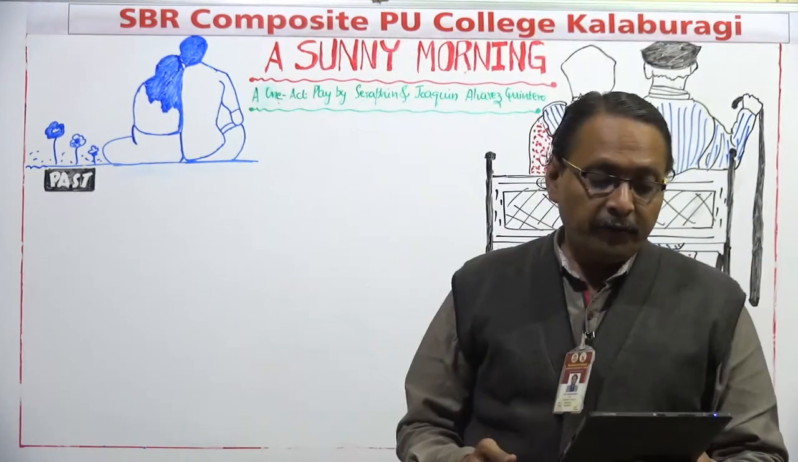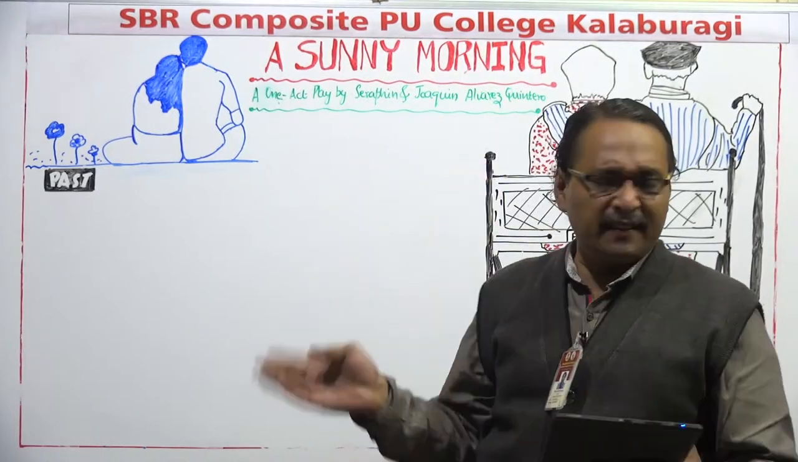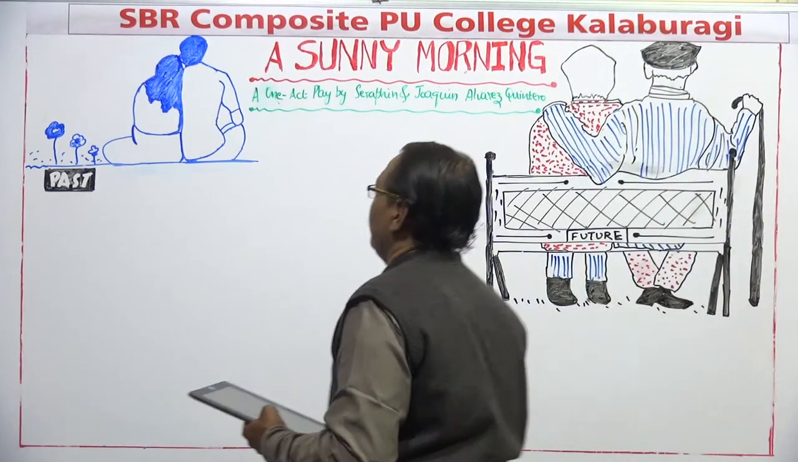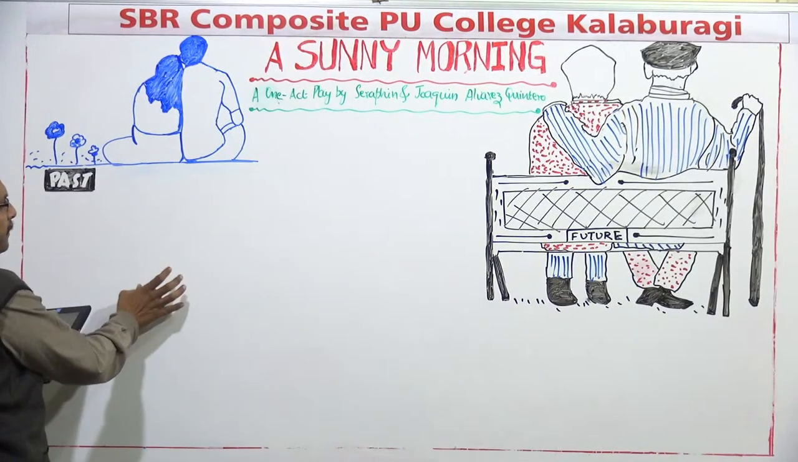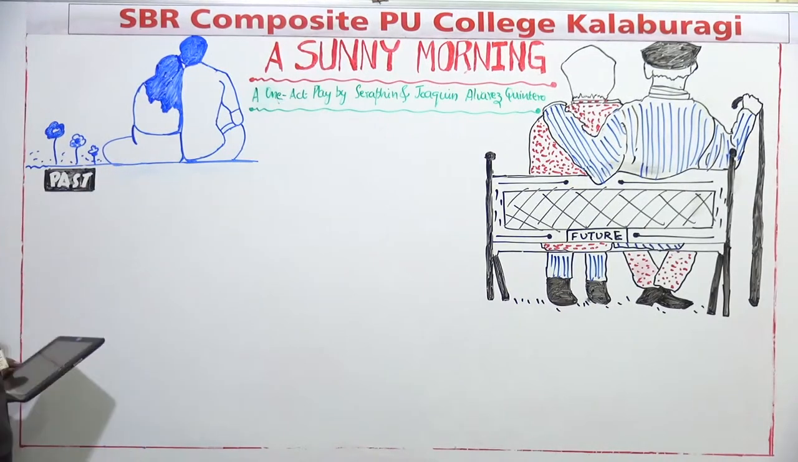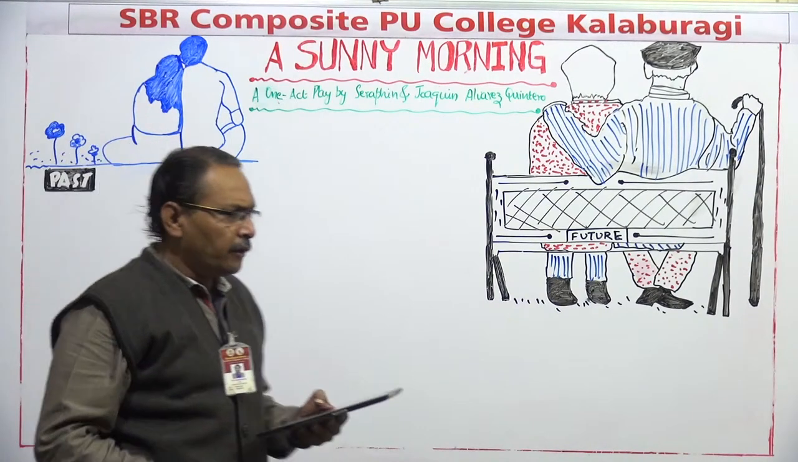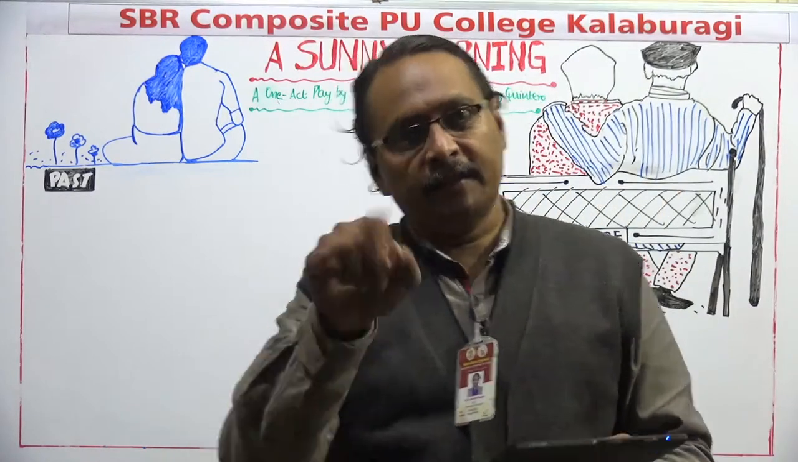So the first scene, I don't say first scene, second scene, all this. It is a single scene. One important thing in one-act plays is that there should be one single scene. You should not have multiple scenes. If you remember correctly, I wrote three unities: unity of place, unity of time, and unity of action. When it comes to unity of action, there should not be multiple scenes, there should be one scene.